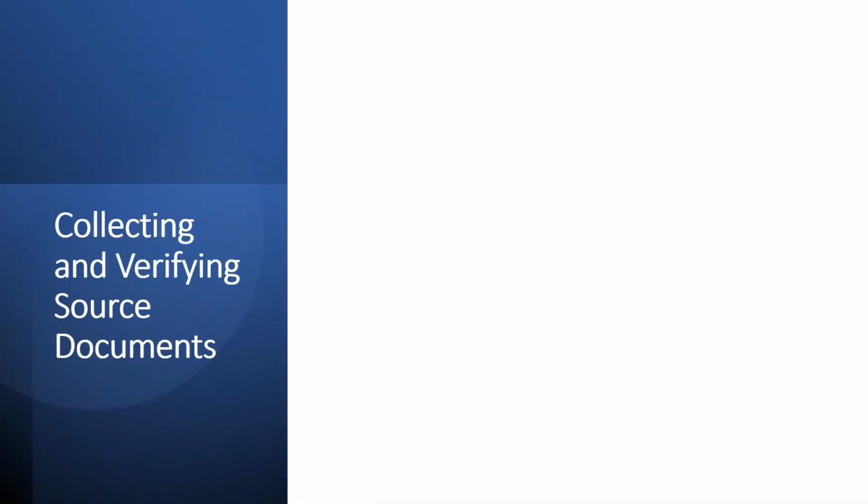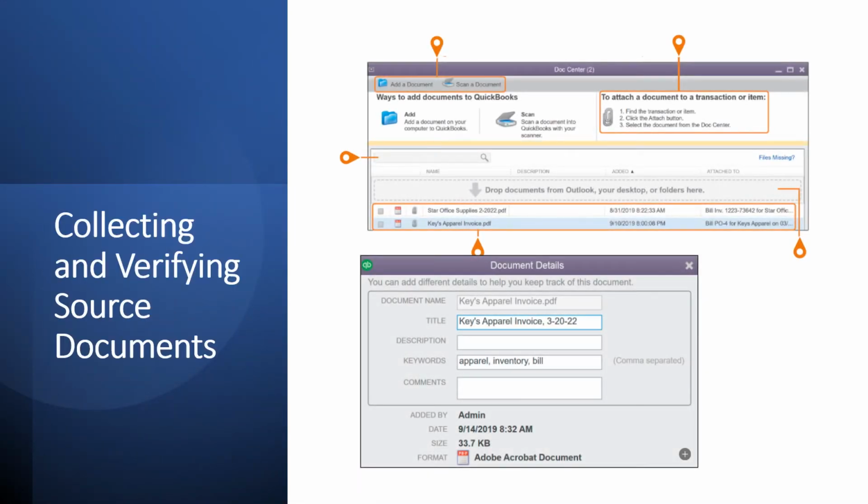Collecting and verifying source documents. To complete the first step in the accounting cycle and analyze transactions, you must first ensure the information on source documents is recorded correctly in QuickBooks. Source documents take many forms. Whether you're dealing with a receipt, check stub, utility bill, memo documenting the transaction, or another document, it's up to you to verify the information on it. The Doc Center makes it easy for you to keep track of source documents.